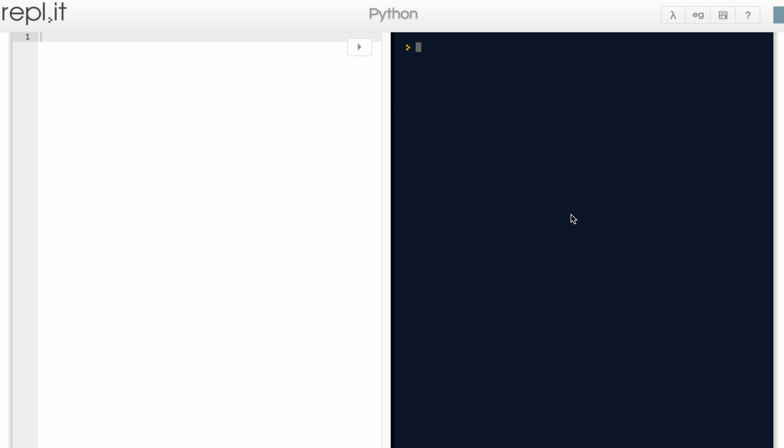Hello and welcome to this Python tutorial about equalities and inequalities continued. So in our previous tutorial we took a look at the equals sign to see if two values are equal, and we also took a look at not equal.